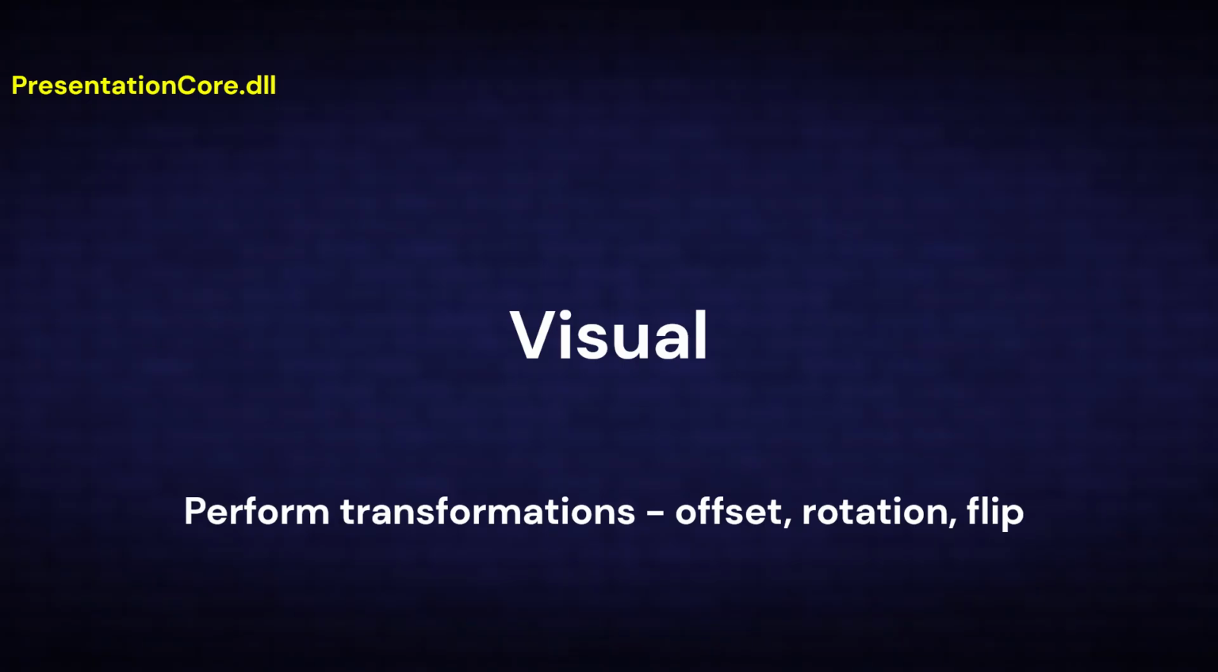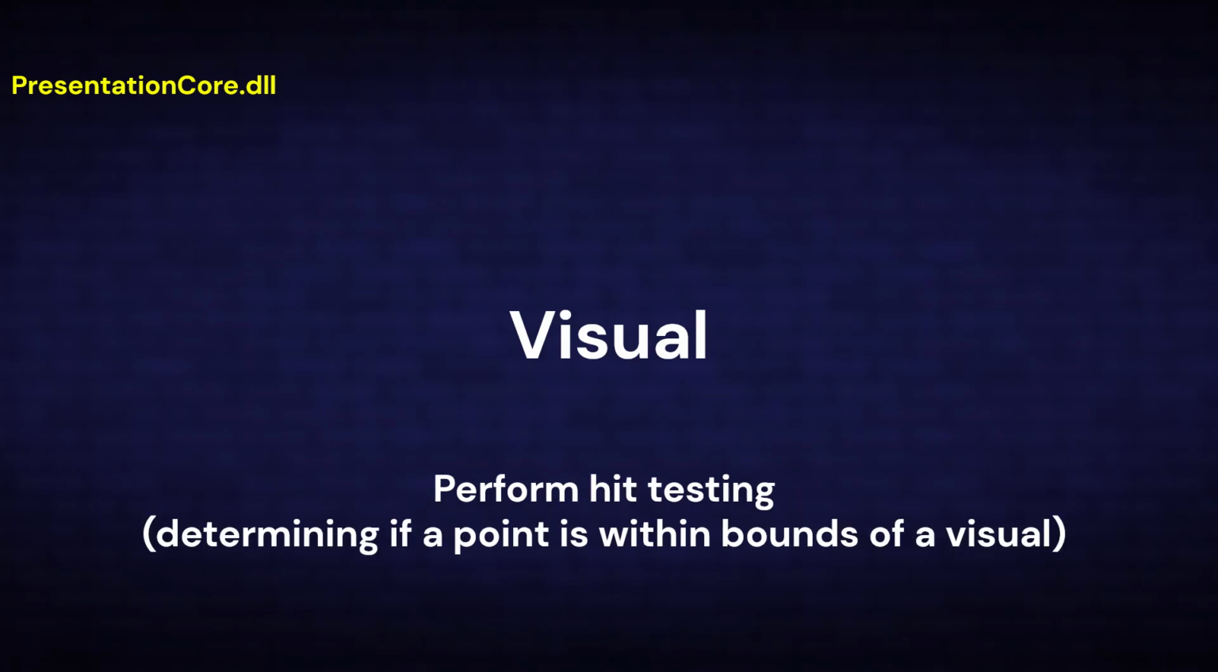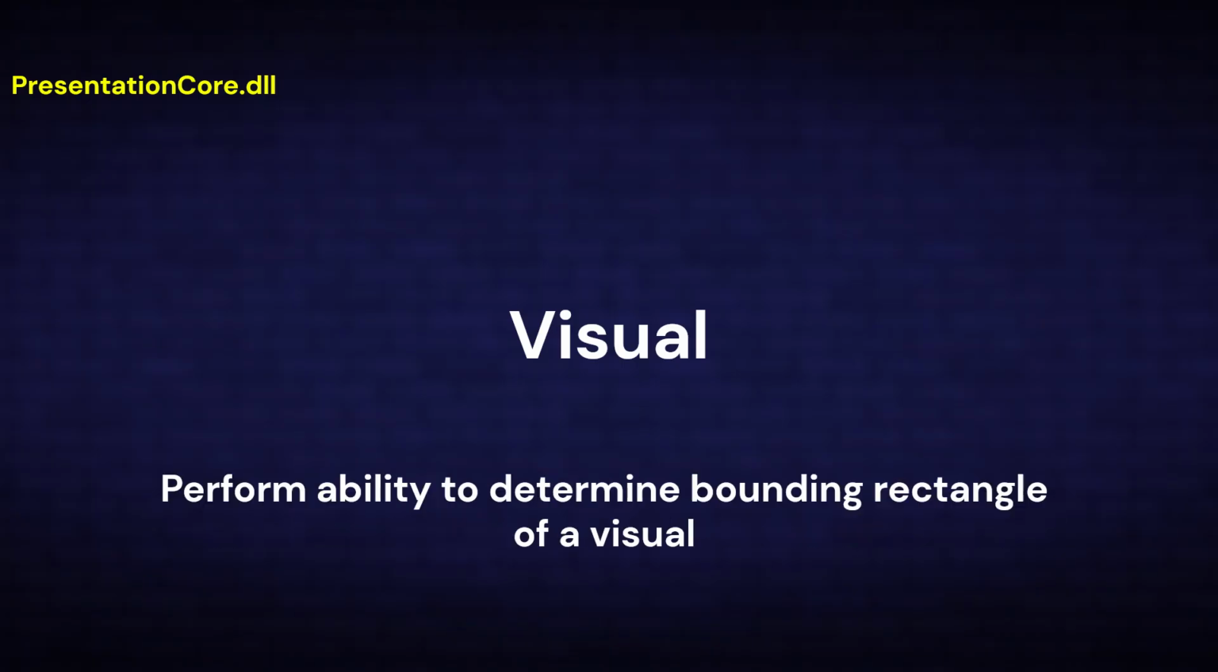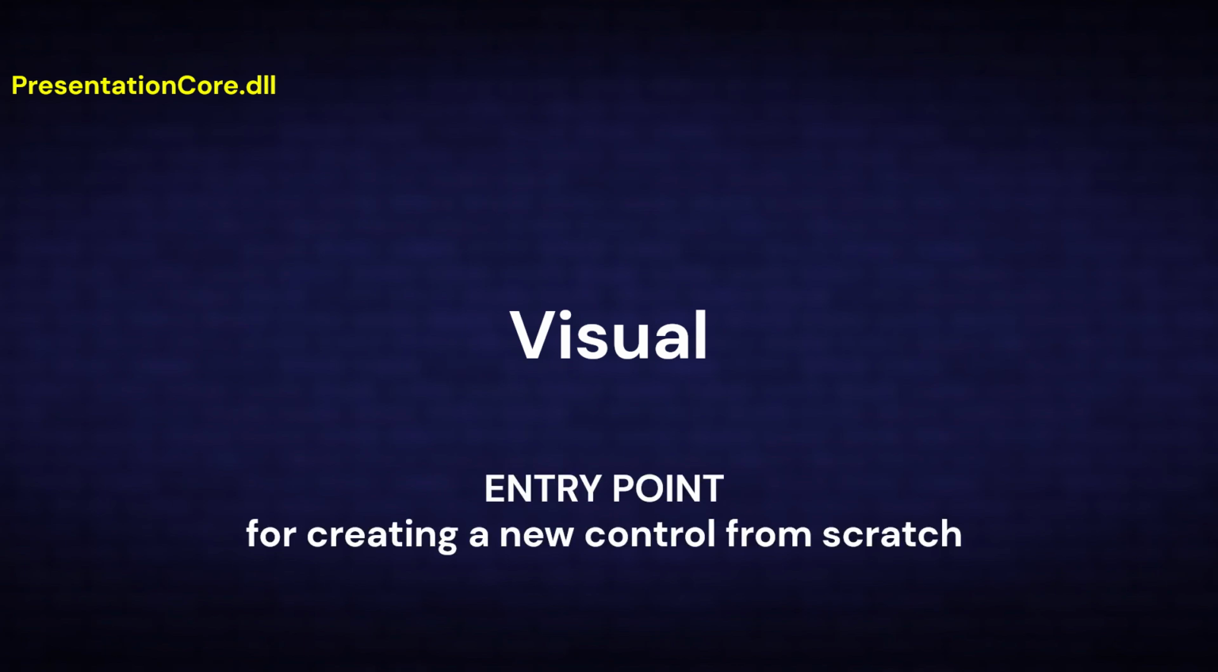Transformations means setting offset, rotation, flipping, etc. It provides clipping support for a visual. It provides hit testing, which means determining whether a point is contained within the bounds of a visual. It provides the ability to determine the bounding rectangle within which a visual is rendered. While you may use very few of these concepts as an application developer, it is very useful to understand them if you want to create a new control from scratch, because the Visual class can be considered as the entry point for creating new controls.